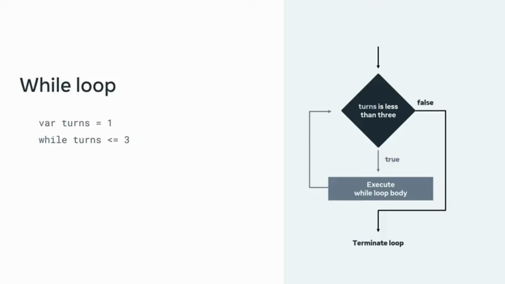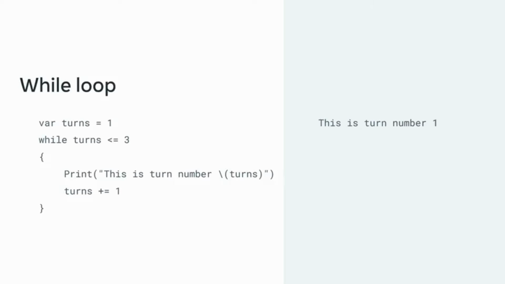In the body of the loop, you print the turn number. Print "This is turn number". Finally, you increment or add the value of 1 to the turns variable: turns += 1. The loop will continue running while turns is less than or equal to 3, and then it will terminate.